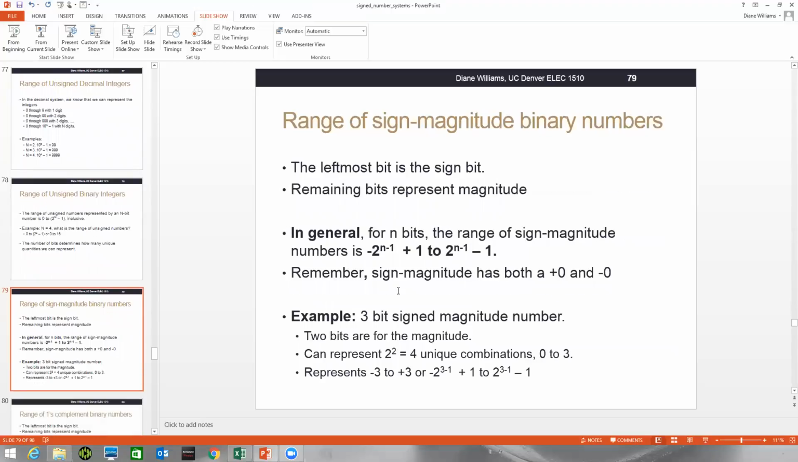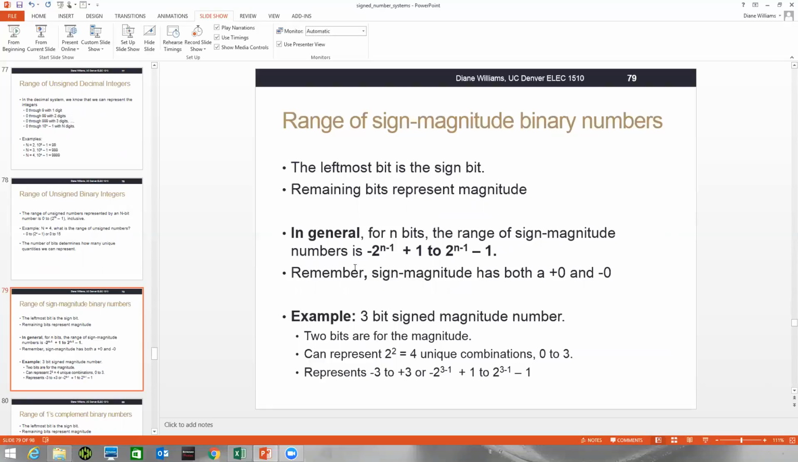Now the range of signed magnitude numbers. We have to be concerned with ranges of negative numbers and ranges of positive numbers. Remember, the leftmost bit is the sign bit. The remaining bits are used to represent magnitude. So basically, we're splitting those binary patterns in half. Half of those patterns represent negative numbers, half represent positive numbers.